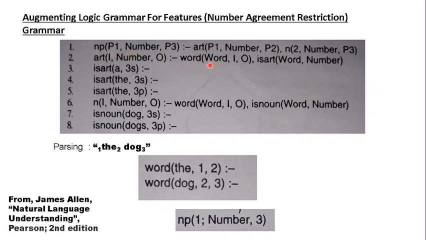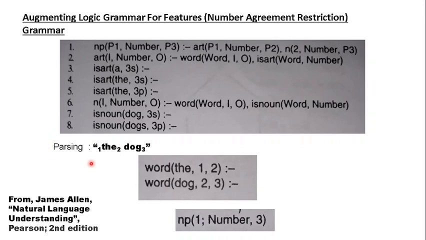That is a word which occurs between I and O, and if it is an article, then it will be reduced to the left side, or it will be ART between I and O with the number feature value supplied by the lexicon value. Similarly, the other things follow. So let's see that with the help of an example.